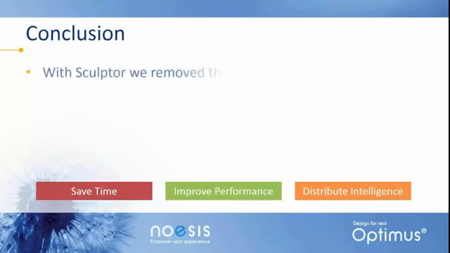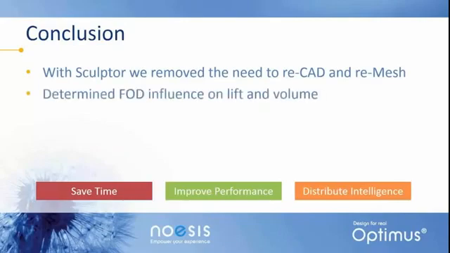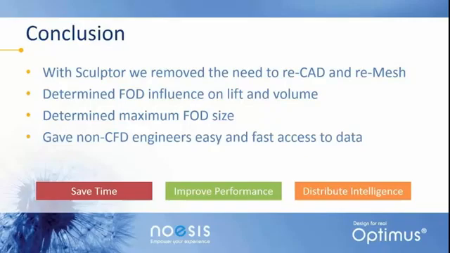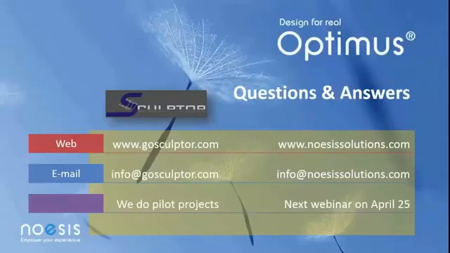So in conclusion, with Sculptor, we removed the need to recad and to remesh, and we were able, with Optimus, to determine the maximum FOD size that we could have. And then finally, we were able to get non-CFD users fast and easy access to the data.